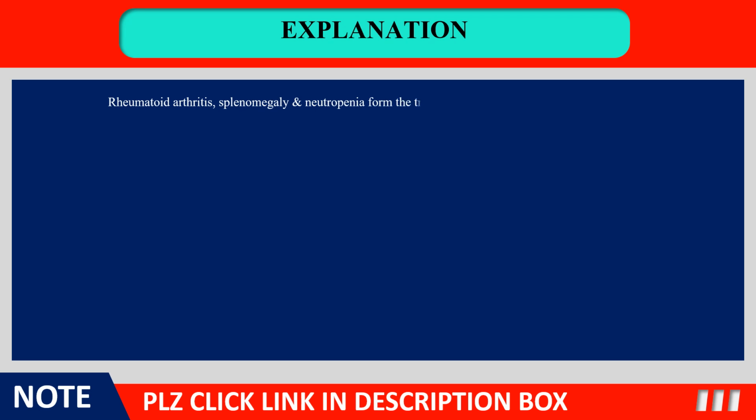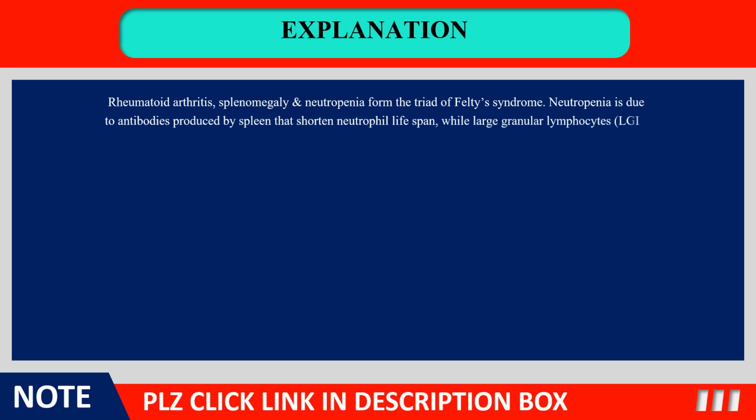Rheumatoid arthritis, splenomegaly and neutropenia form the triad of Felty syndrome. Neutropenia is due to antibodies produced by the spleen that shorten the neutrophil lifespan, while large granular lymphocyte LGL can attack the marrow neutrophil precursors.